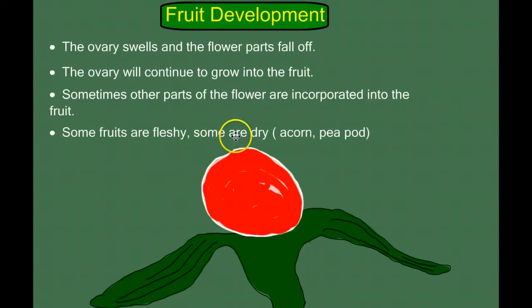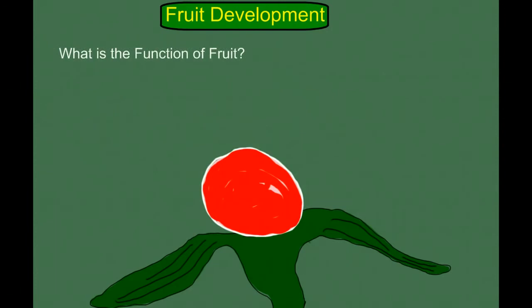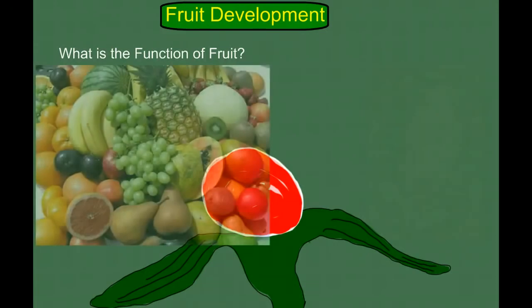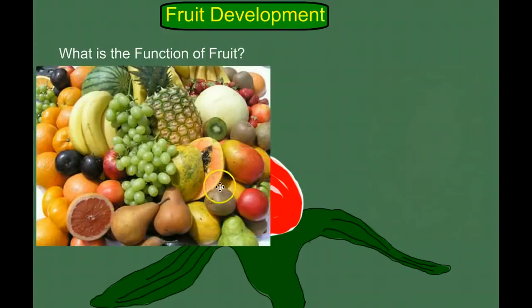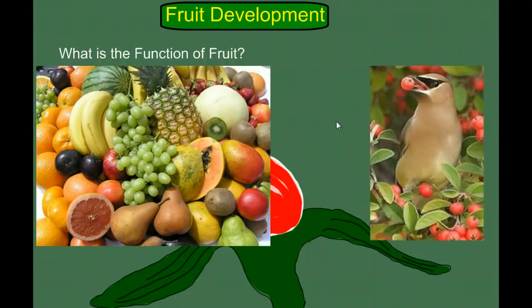Now some fruits are fleshy and some are dry, like acorns and pea pods, but we have this question: what's the function of fruit? Pause the video and write down what you think the answer is. Now a lot of students will say that the function of fruit is to protect the seed. But hold on. Think about fruit. What's protective of a seed if the fruit encourages you to eat it? Think about that. And also think about other types of fruit. Anything with a seed inside of it is a fruit.